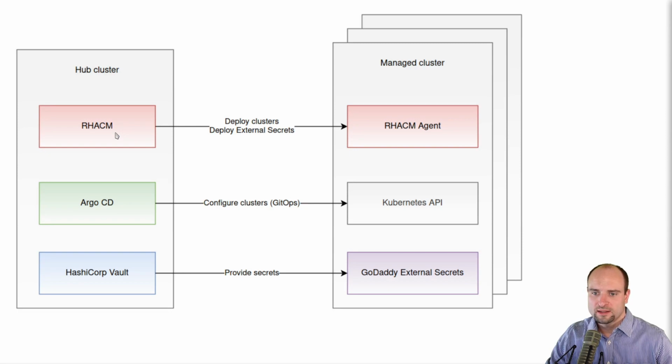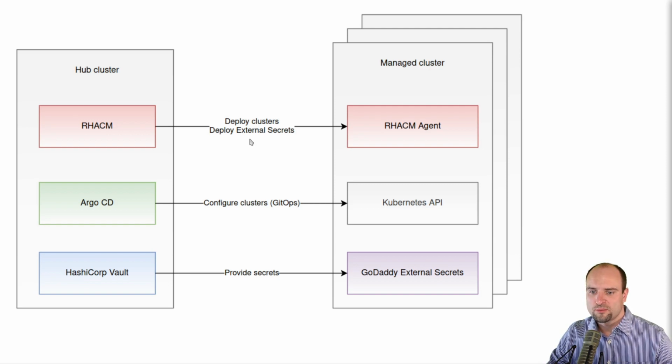So after we attach a managed cluster to Red Hat RHACM Hub, we use Red Hat RHACM to deploy the GoDaddy External Secrets onto the managed cluster. We use GoDaddy External Secrets for managing Kubernetes secrets, and I will be talking more about the deployment of it in the next section of the video.